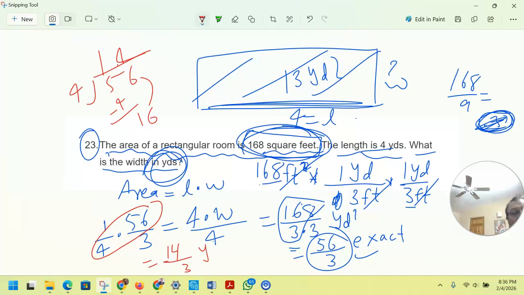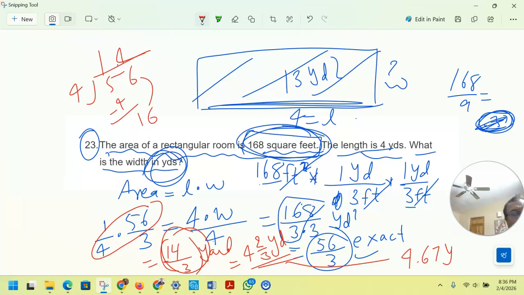This answer is in yards, which is also equal to 4 and 2 thirds yards. If you use the calculator, that will be 4.67 yards, rounding to the hundredth place. So a lot of maths there. Basically, you're changing the square feet to square yards.